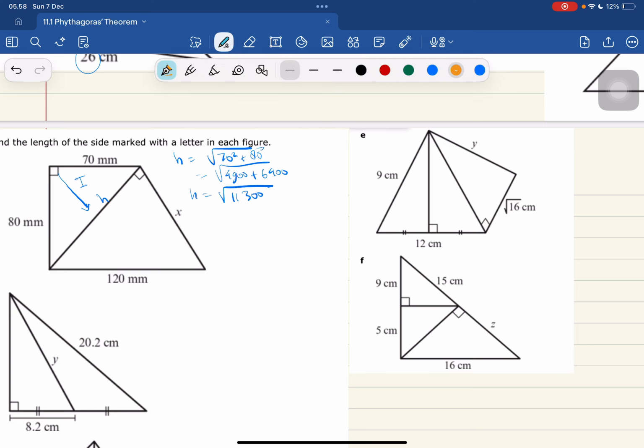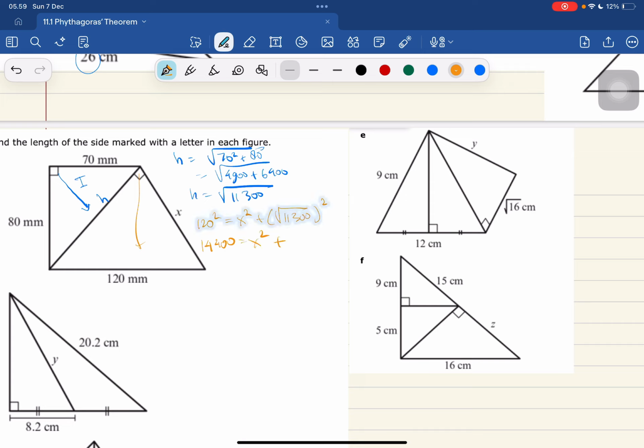So h is square root of 11,300. So this is the hypotenuse. So 120 squared equals x squared plus the square root of 11,300 squared. So let's find it. 120 squared is 14,400, equal to x squared plus y squared.